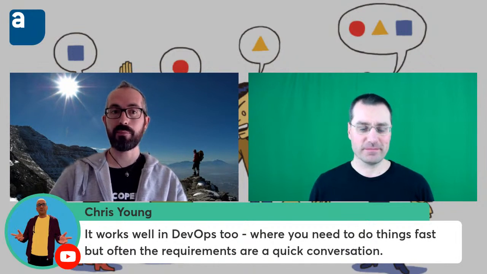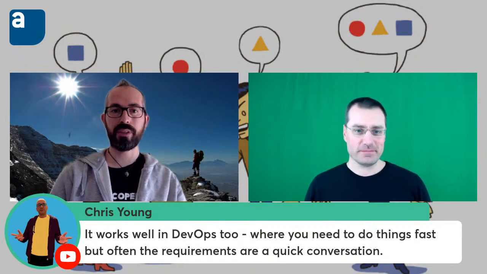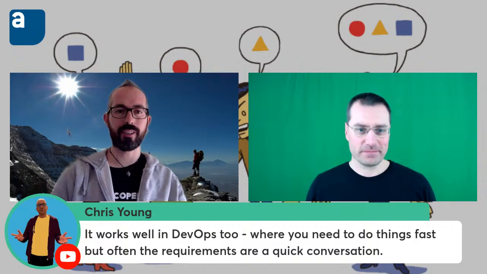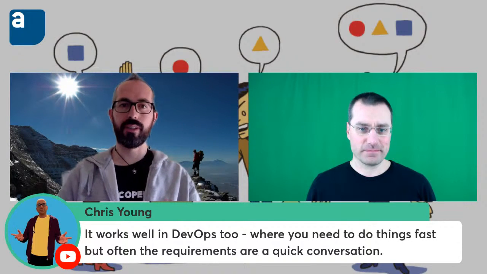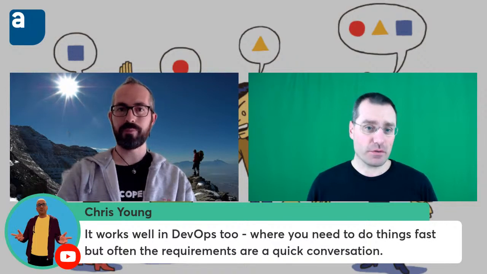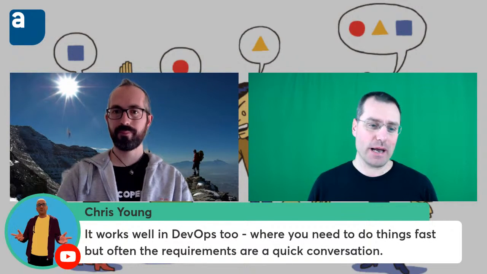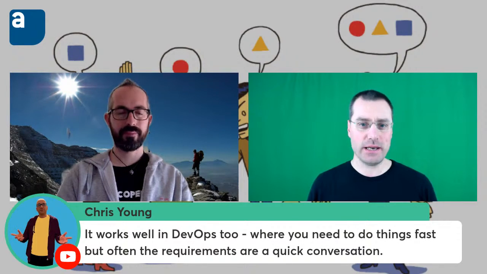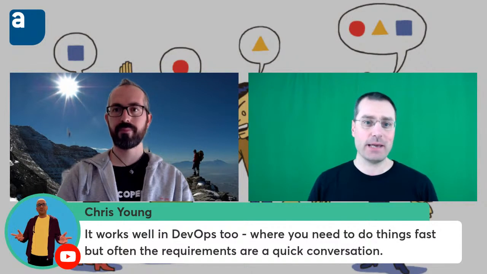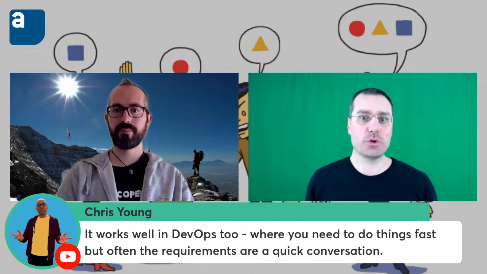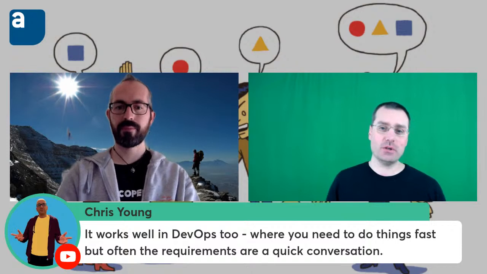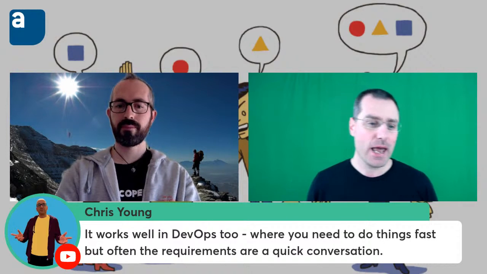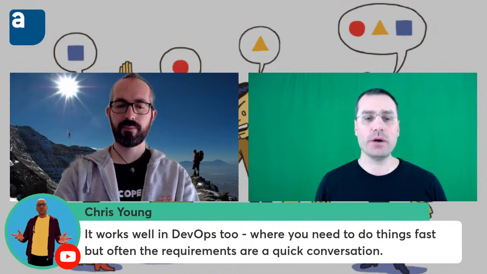So Spec by example works well in DevOps too, where you need to do things fast, but often the requirements are a quick conversation. And I think generally any time where you have multiple roles and people generally used to different types of sources of truth or types of information, and you need to communicate across the roles quickly, examples tend to be a really, really good way of doing that.